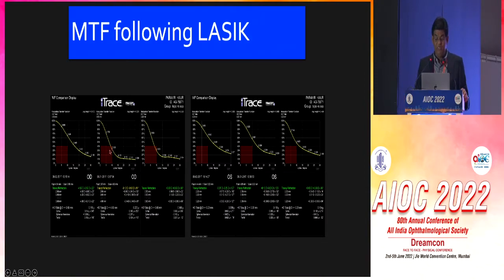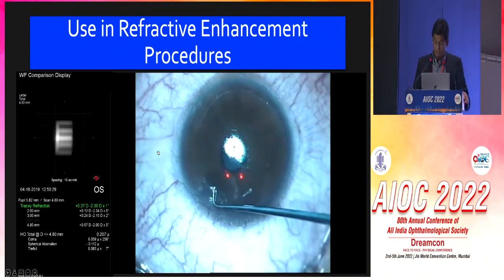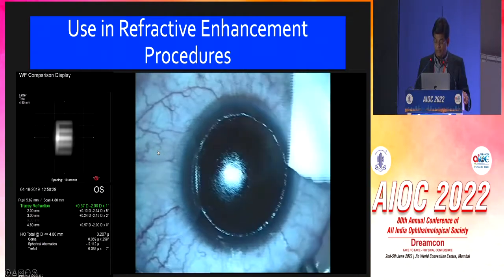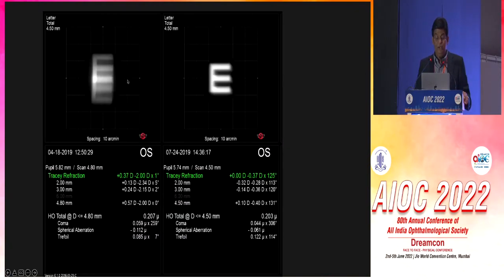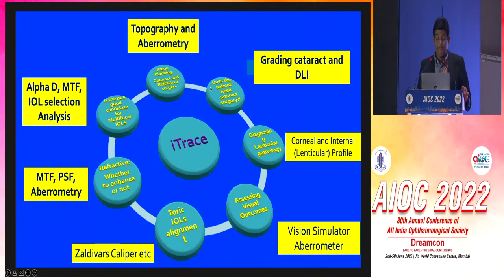So in this patient post LASIK surgery, there was a little dip, and this patient was not satisfied. The patient underwent an enhancement of LASIK, and this is the preoperative and this is the postoperative vision, and the Tracey refraction is almost normal. The aberrations were also within normal limits. So this is how the contrast or the modulation transfer function improved in this patient after surgery.